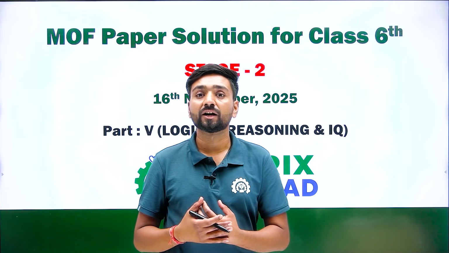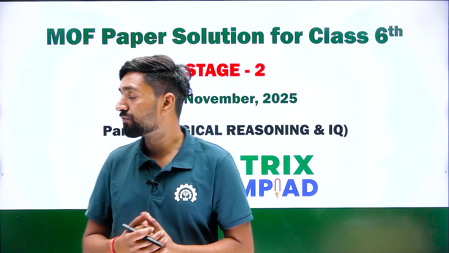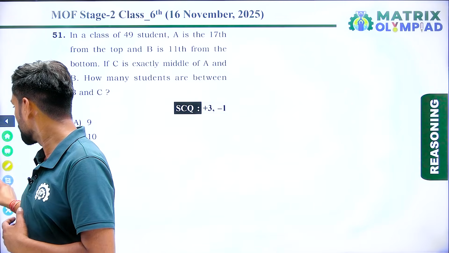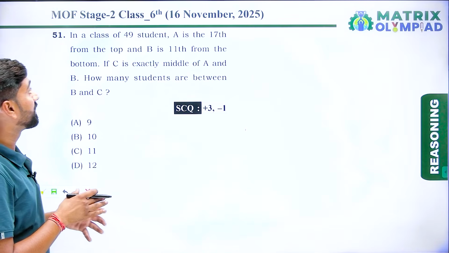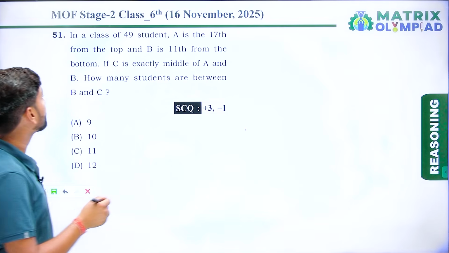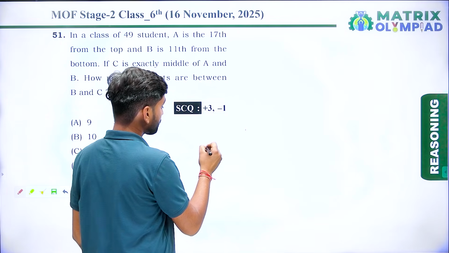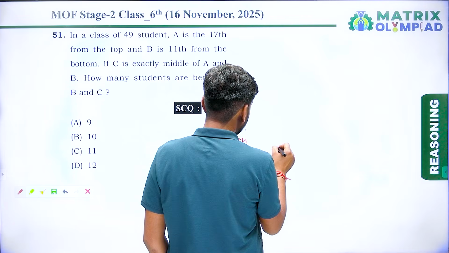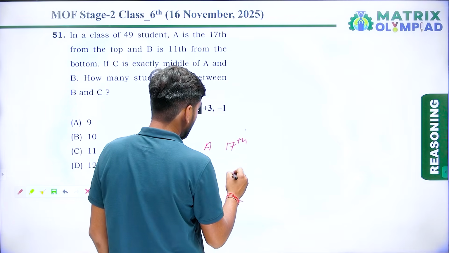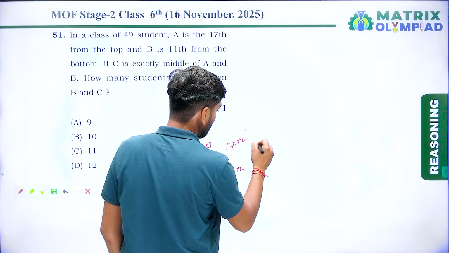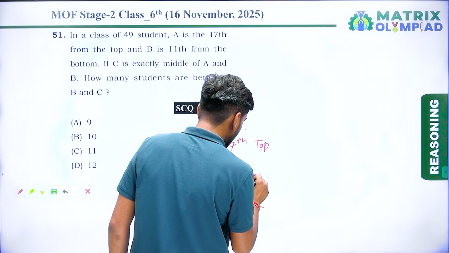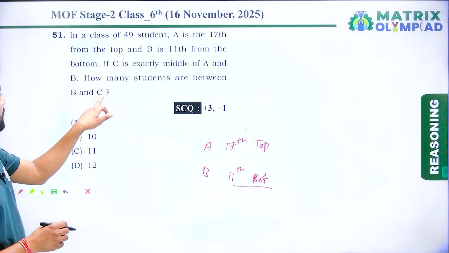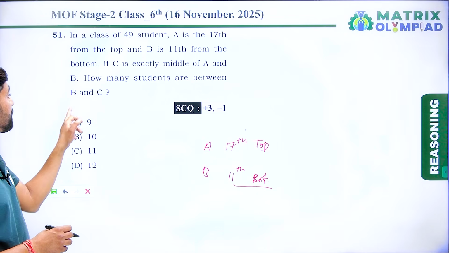Today we are here to discuss the paper solution of Stage 2 Logical Reasoning section of class 6th. Let us start our solution with the first question, which is question number 51. There are 49 students in the class and A is 17th from the top and B is 11th from the bottom. C is exactly between them. How many students are there between B and C?